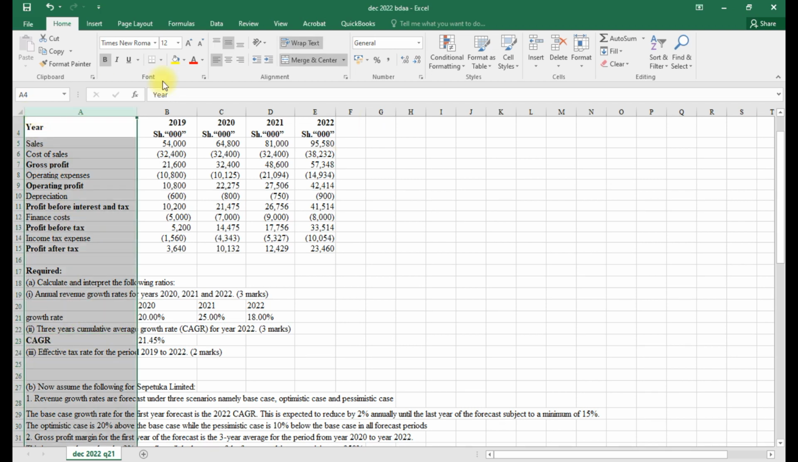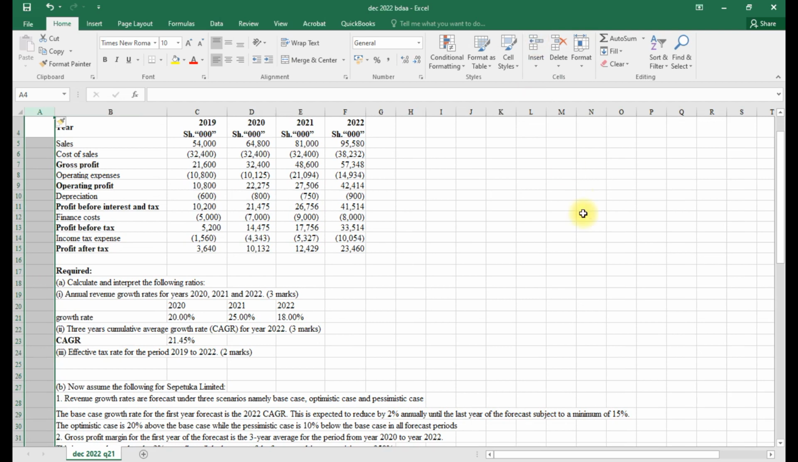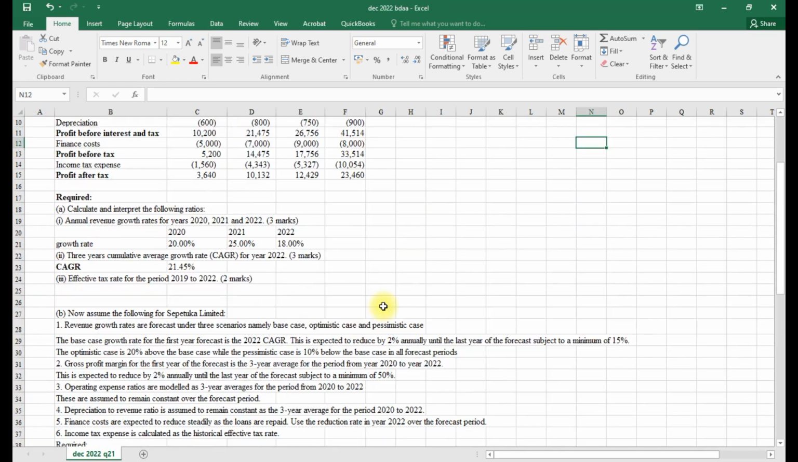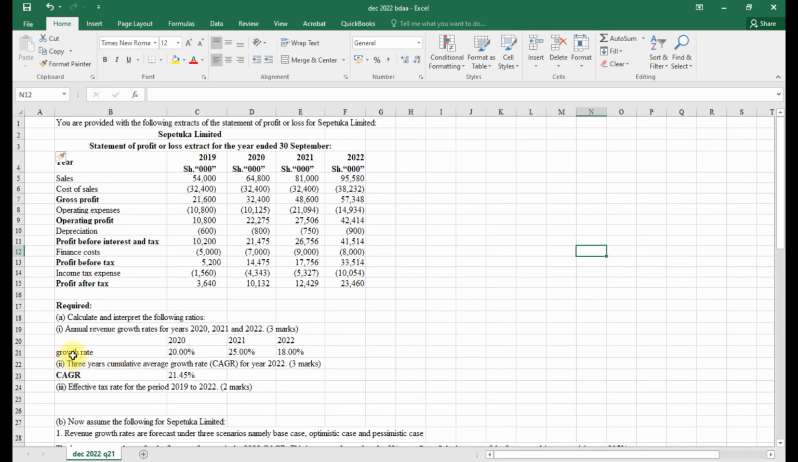So you can introduce a column here, so that they are in that area. So that is our CAGR and this is our growth rate. Then the effective tax rate for the period 2019 to 2022. So here we shall start with 2020. You can start even in 2019, 2020, 2021 and 2022.